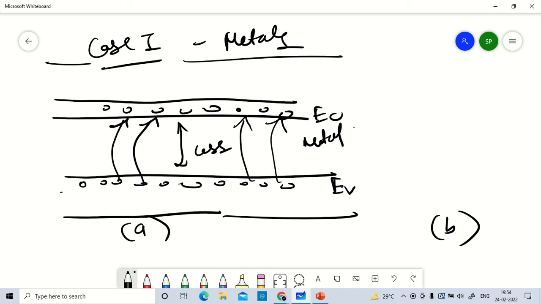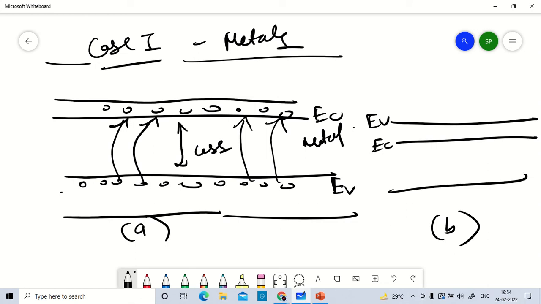So when the lowest level of the conduction band is lower than the highest level of the valence band, they overlap. The conduction band's lowest level EC is below EV, the highest level of the valence band. So the electrons in the valence band can easily go to the conduction band, as there is no space between them. Therefore, this is the second case of metals. These are the two cases of metals.